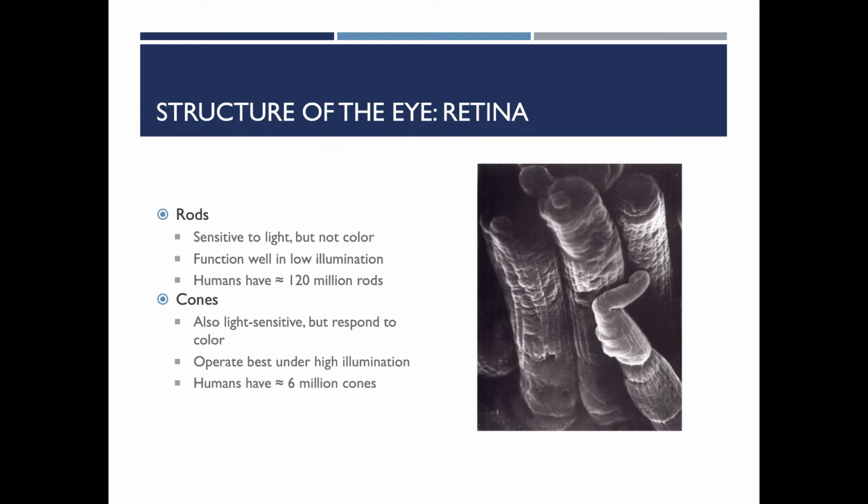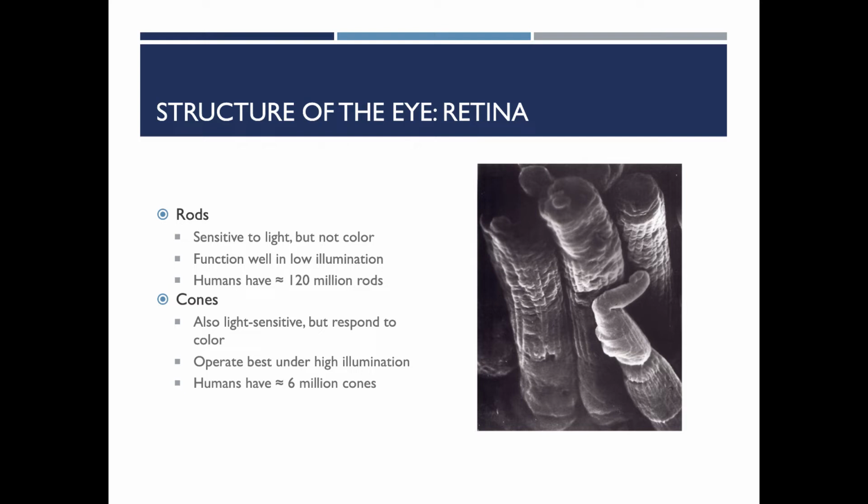Now, we also have another light-sensitive photoreceptor called cones, and they respond to color. So the rods are the structures that are shaped basically like rods, and the cones are the structures that have more of a conical shape, like a cone. And humans have about 6 million cones, and we use them primarily in good lighting conditions to discriminate colors.